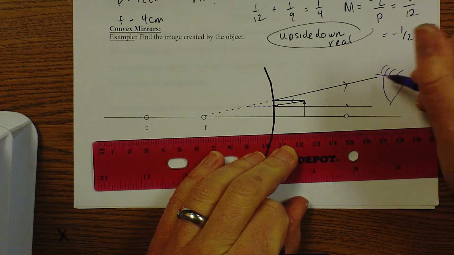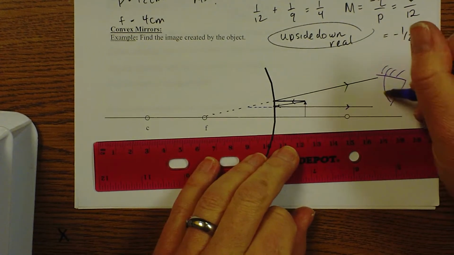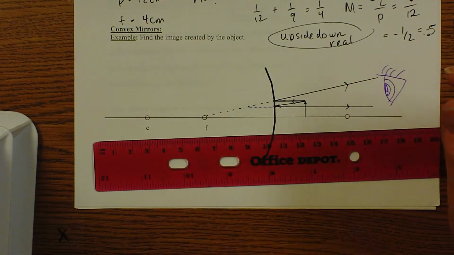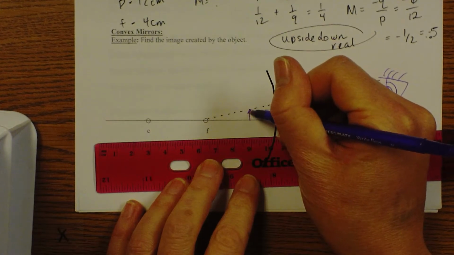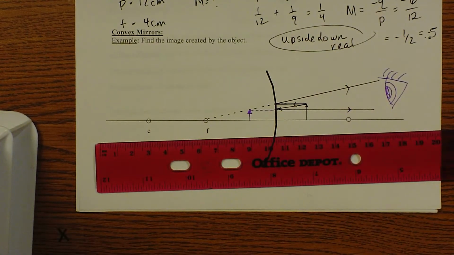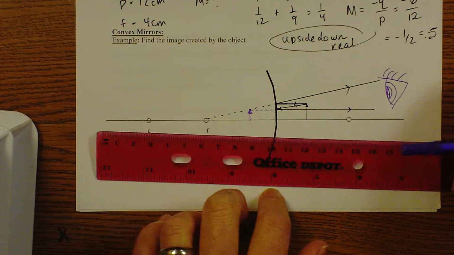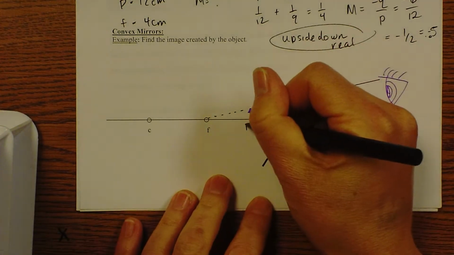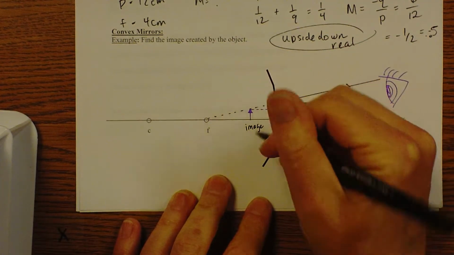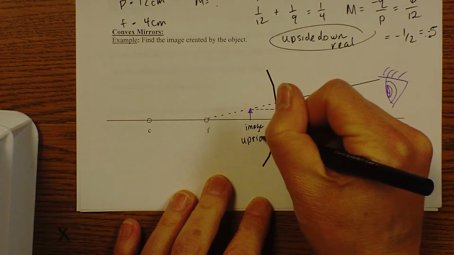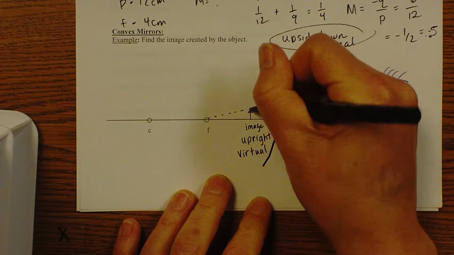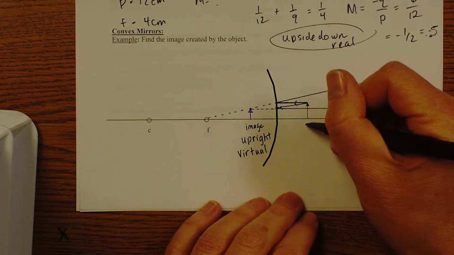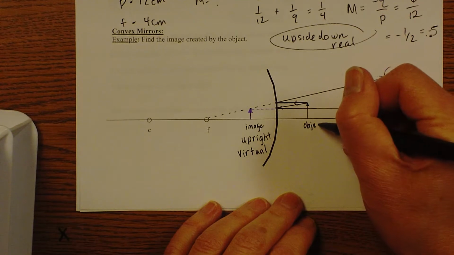So here's the observer looking at these diverging light rays. And the observer is going to perceive that the diverging light rays come from a single point here on the other side of the mirror. So in this case, the image will appear to be upright, and it's a virtual image because no light is actually converging at this location. It's an optical illusion.